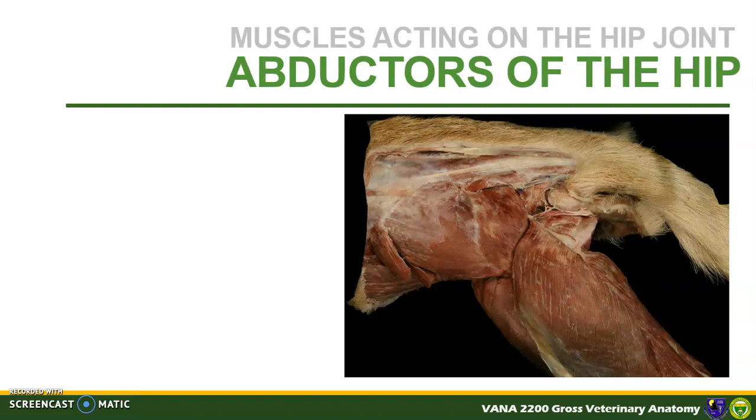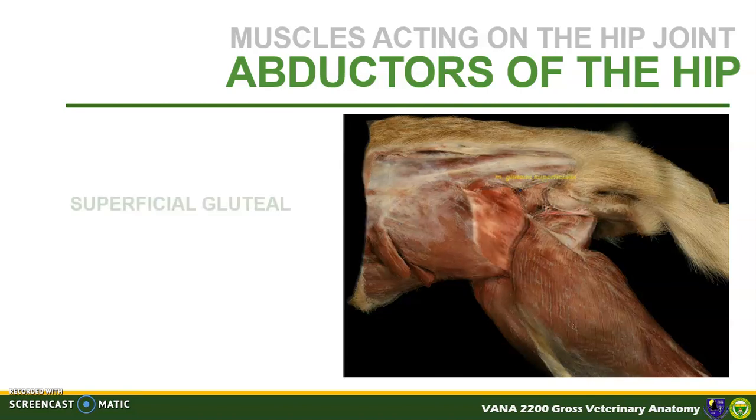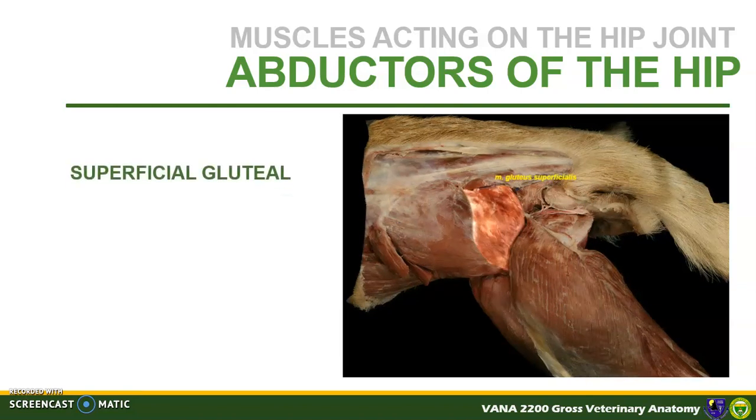Since we are already discussing the gluteal muscles, let us proceed to the abductors of the hip. First is the superficial gluteal muscle. This extends from the sacral vertebral spines to the third trochanter just distal to the greater trochanter. Considerably, this is a weak muscle in domestic animals.